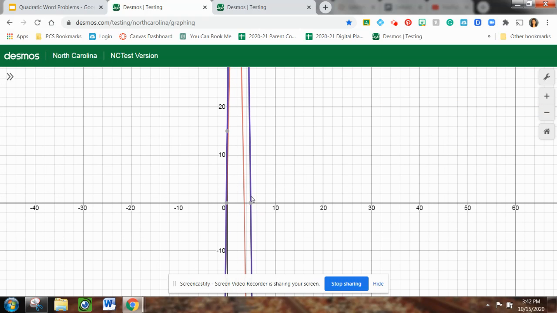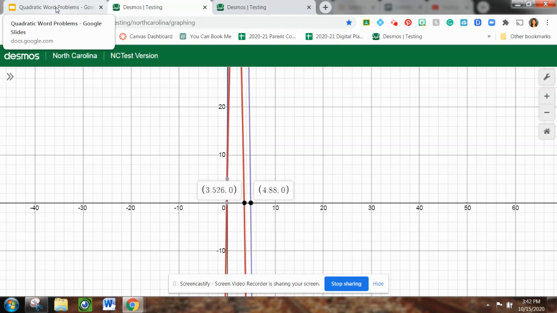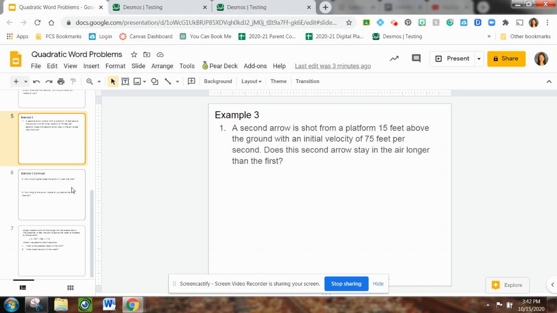It won't let me click on the purple one. There we go. So I have 4.88 seconds for the second one, and we had 3.53 seconds for the first arrow. So it's definitely clear, looking at the graph and looking at these x-intercepts, that the second arrow is going to land after the first one.